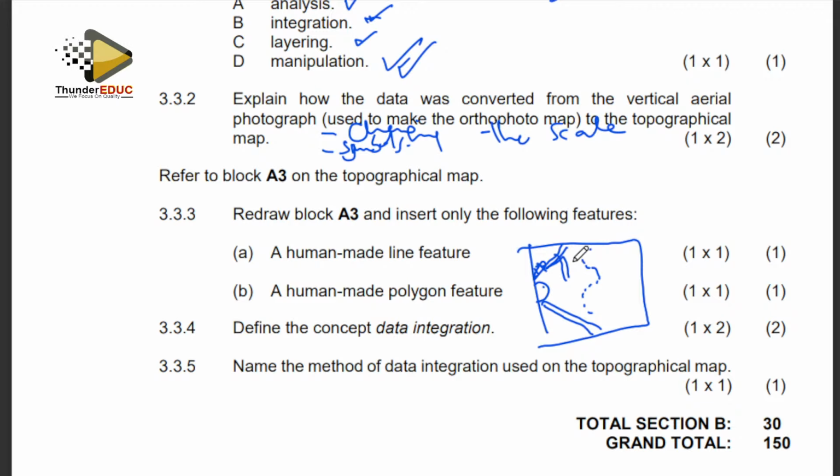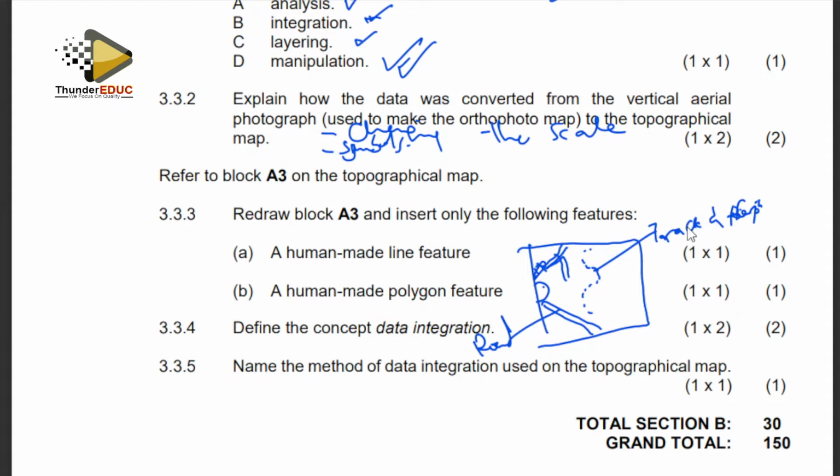Okay, then lastly it is saying define data integration. What is data integration? We can give them names if you want. You can give them names based on the way you see them. So this is a road. You can say road. This one you can say track and trail. It's called what? A track and trail, or footpaths.